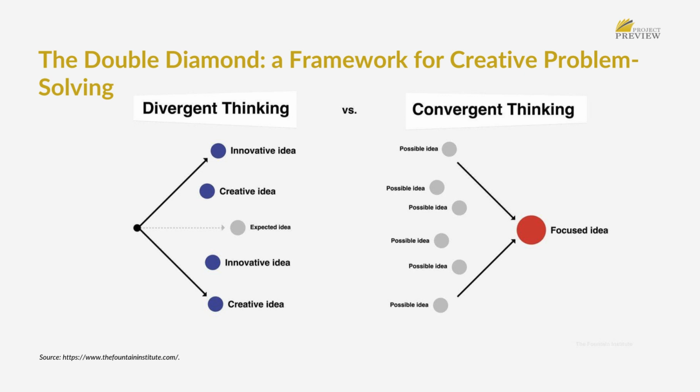The second diamond represents solution development. We diverge again in the ideate phase, generating a broad range of creative possibilities before converging once more in the prototype and test phases. Here, ideas take shape as tangible prototypes, tested and refined based on real user feedback.